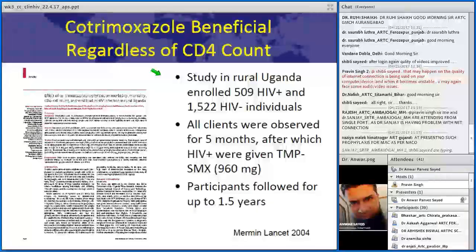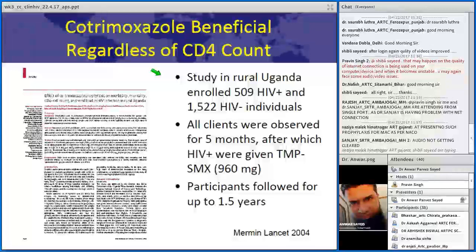Cotrimoxazole is anyhow beneficial. Our guidelines at present have a cutoff of 250. If CD4 is less than 250, you start with cotrimoxazole prophylaxis, though the cutoff will very soon change to 350. But in the records which we have at present from NACO, the cutoff is 250 to initiate prophylaxis. But NACO has agreed that in the next guideline, which is coming up very soon, the cutoff will be 350 and not 250.